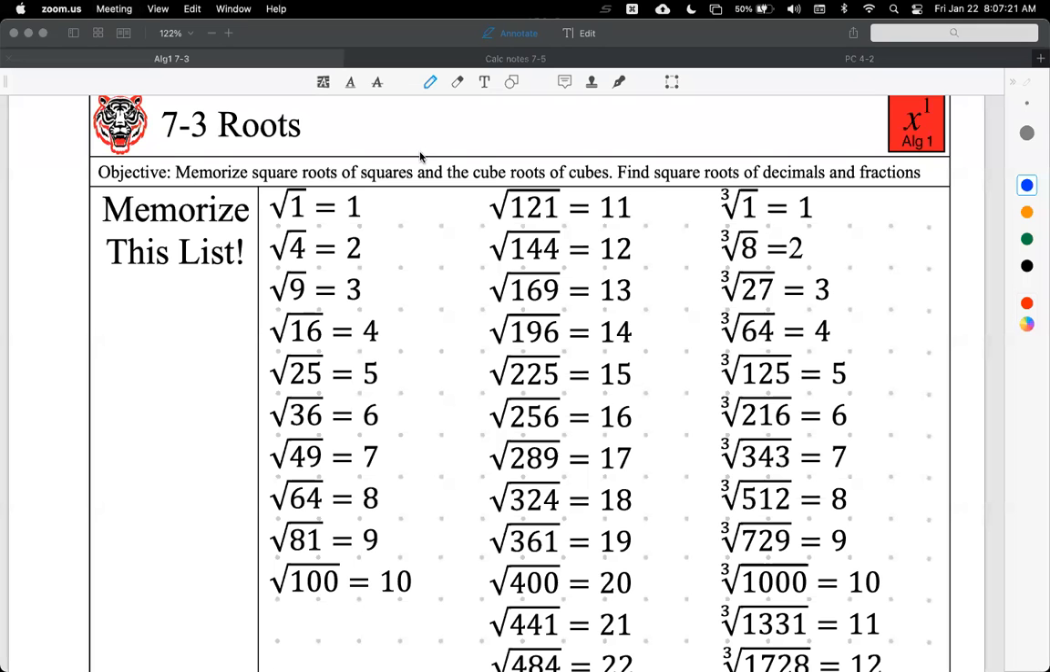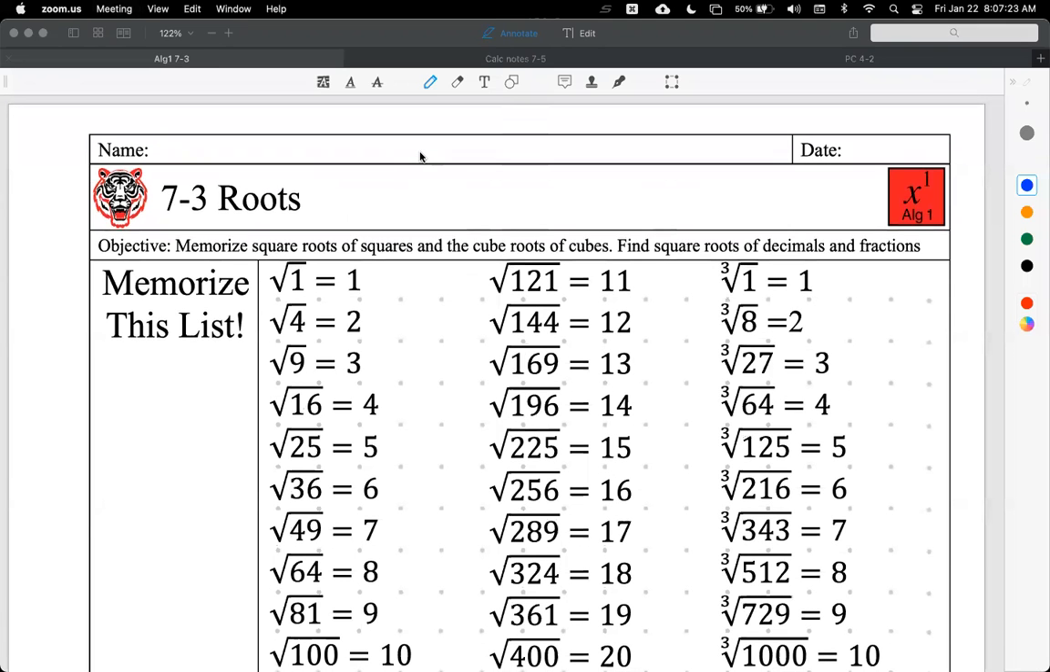Welcome to Algebra 1, Lesson 7-3. We're talking about roots, square roots and cube roots to be exact, and square roots of decimals, even harder. You've probably all seen a square root before, I'm hoping. Raise your hand if you've seen a square root. Have you seen a square root? I'm guessing Carlos has too.